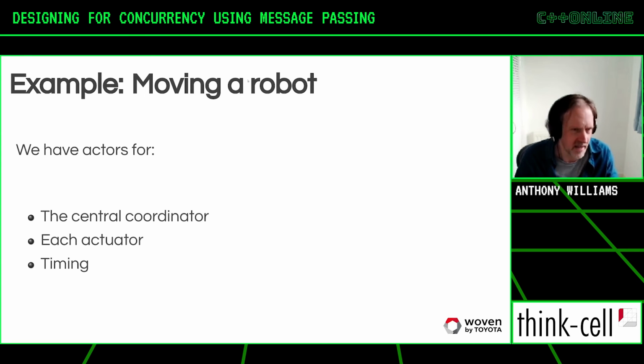So you have multiple actors. You have one for the central coordinator that's determining which motor needs to move where. We have one for each actuator, and then we have something for controlling the timing.